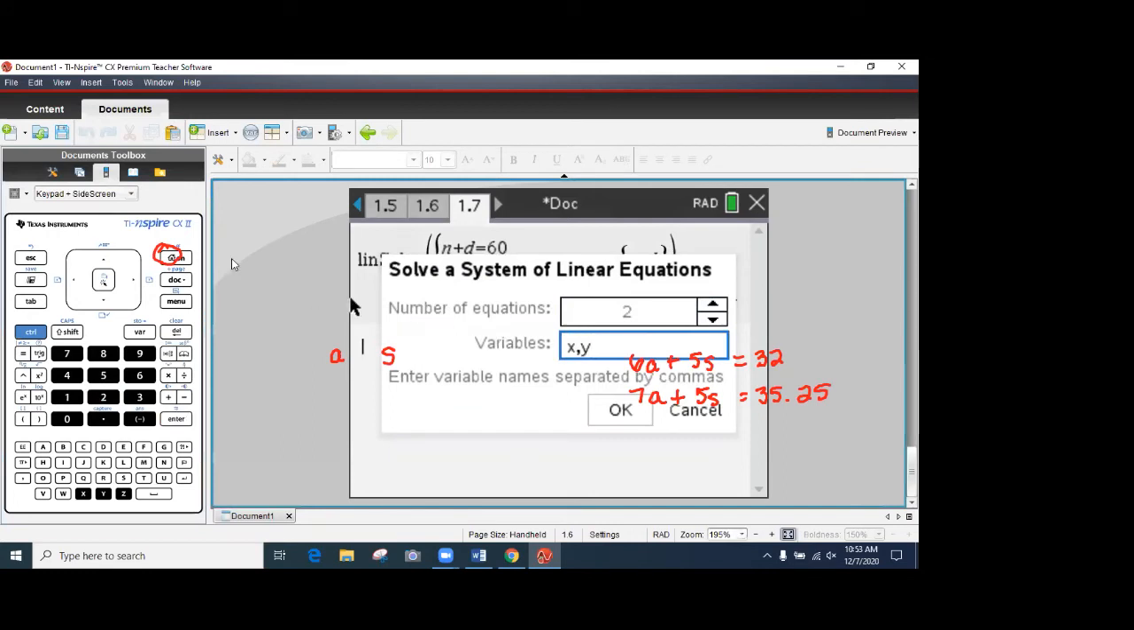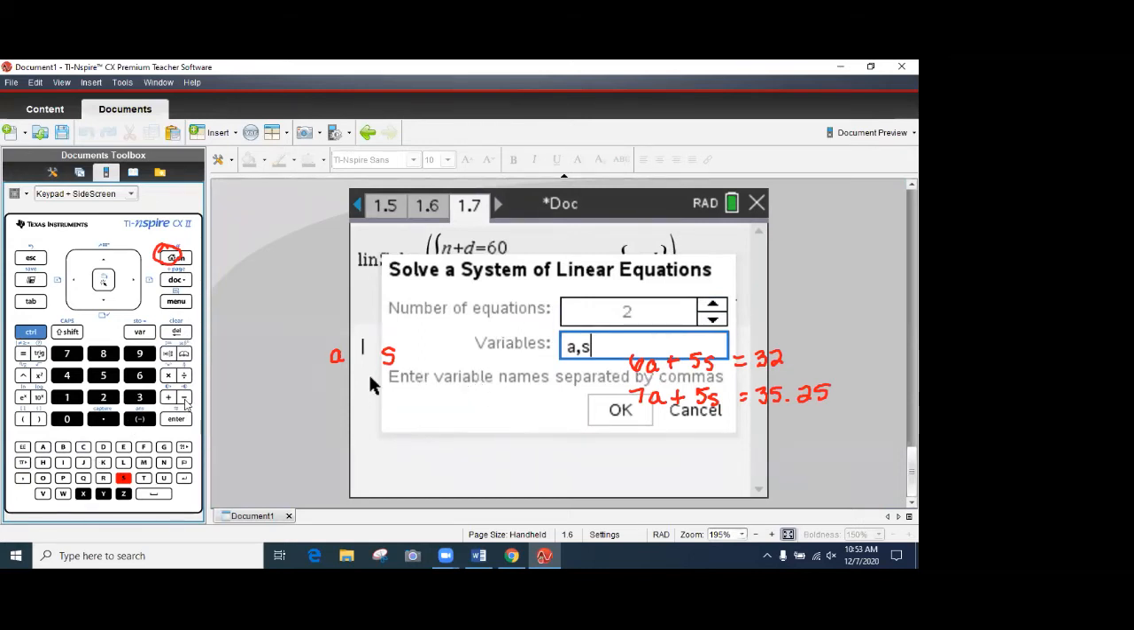Go right here, delete these, and put A, comma S. So A, comma S. Come on, we've got to be typing this in.